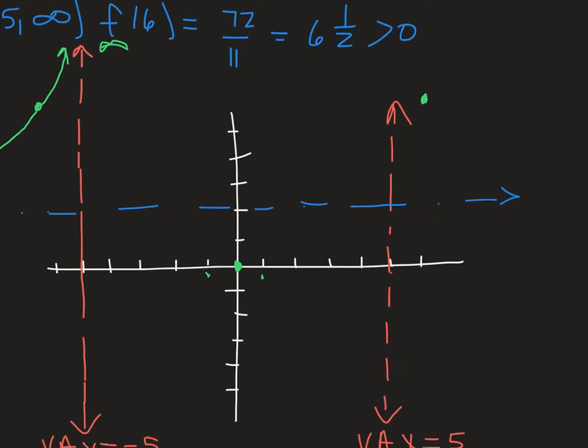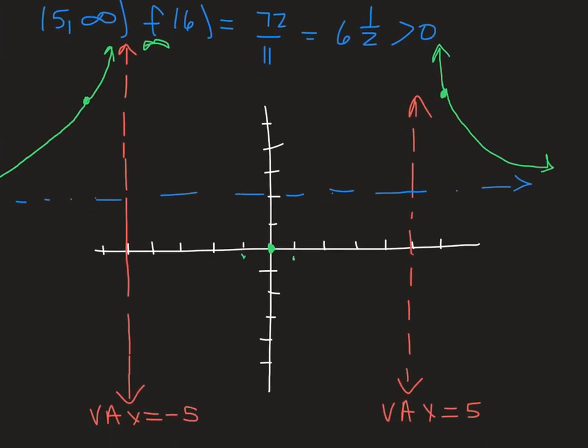So we got a similar thing going on. As x values get larger, we know because of that horizontal asymptote, the graph is going to get closer to that line, and we're positive and above the x-axis for this interval. So as we get closer to that vertical asymptote, we're going to go to infinity.